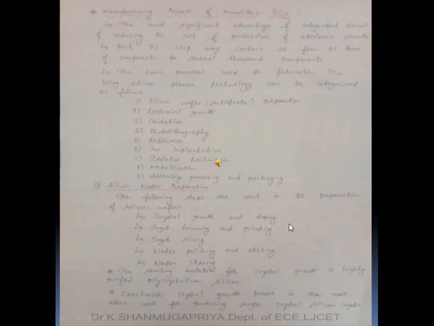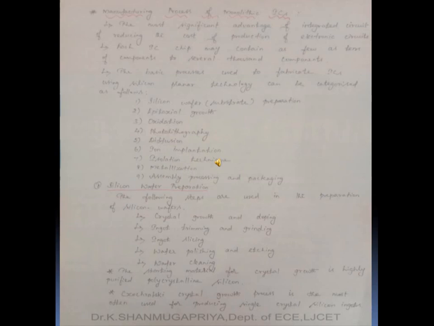Welcome back students. In this video we are going to see about the manufacturing process of monolithic ICs. Monolithic means a circuit fabricated from a single stone or a single crystal. The origin of the word monolithic is from the Greek word monos meaning single and lithos meaning stone. So monolithic ICs are made in a single piece of single crystal silicon. The most important advantage of ICs is reducing the cost of production of electronic circuits due to batch production.